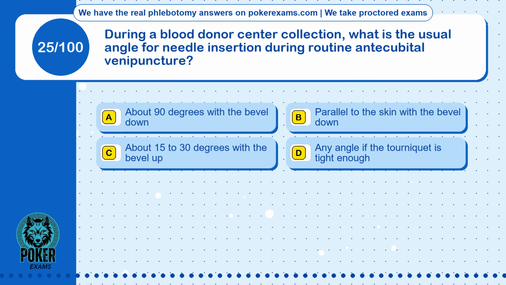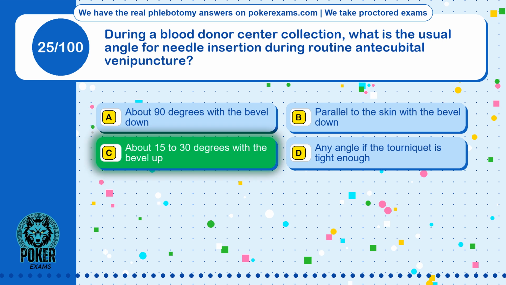Question 25. During a blood donor center collection, what is the usual angle for needle insertion during routine antecubital venipuncture? Option A: about 90 degrees with the bevel down. Option B: parallel to the skin with the bevel down. Option C: about 15 to 30 degrees with the bevel up. Option D: any angle if the tourniquet is tight enough.